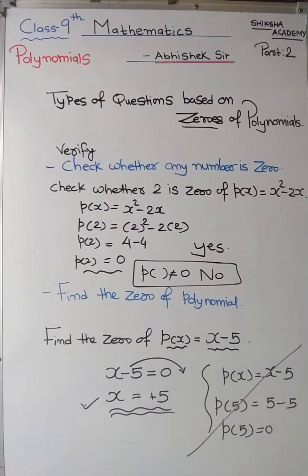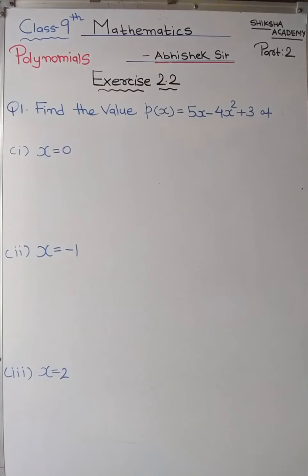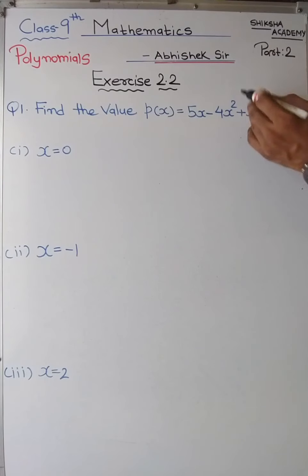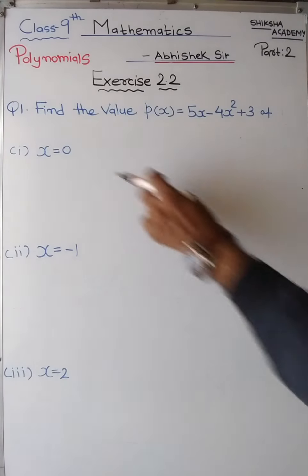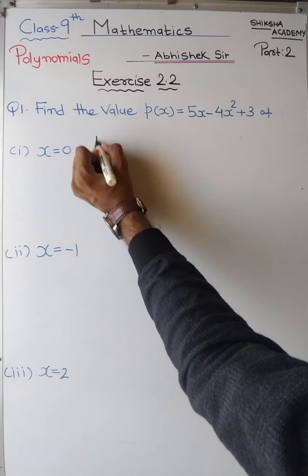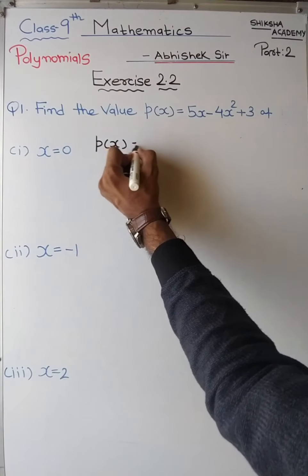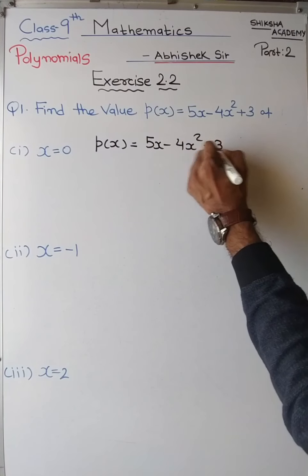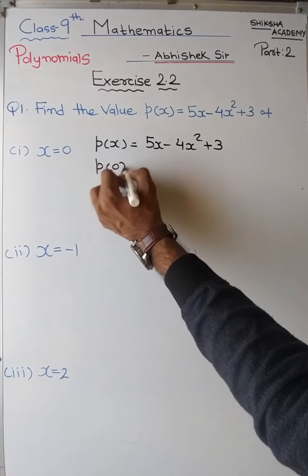So now let us start exercise 2.2. Question number 1 says, find the value of p of x, 5x minus 4x square plus 3, at different values of x. So let us start. We will write p of x first of all, that is 5x minus 4x square plus 3, and then we'll put the value.